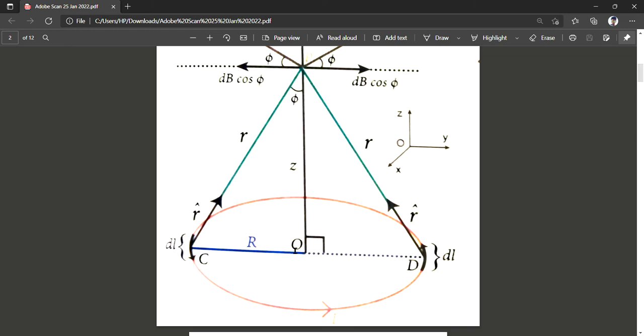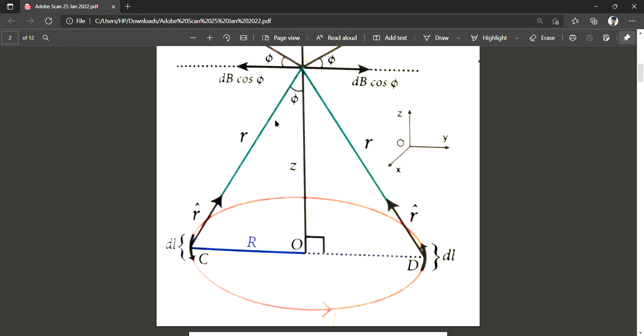The center of the coil O is considered by taking two diametrically opposite line elements dl, here one dl, here another dl, each of length dl at C and D. Let r vector be the vector joining the current element I dl at C and the point P.